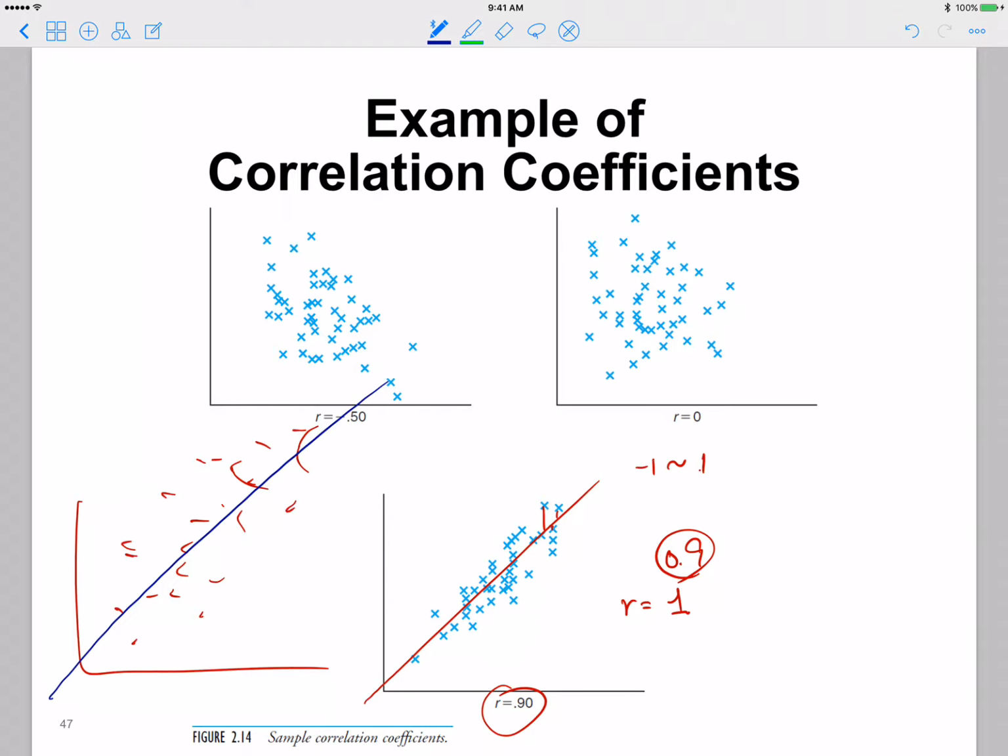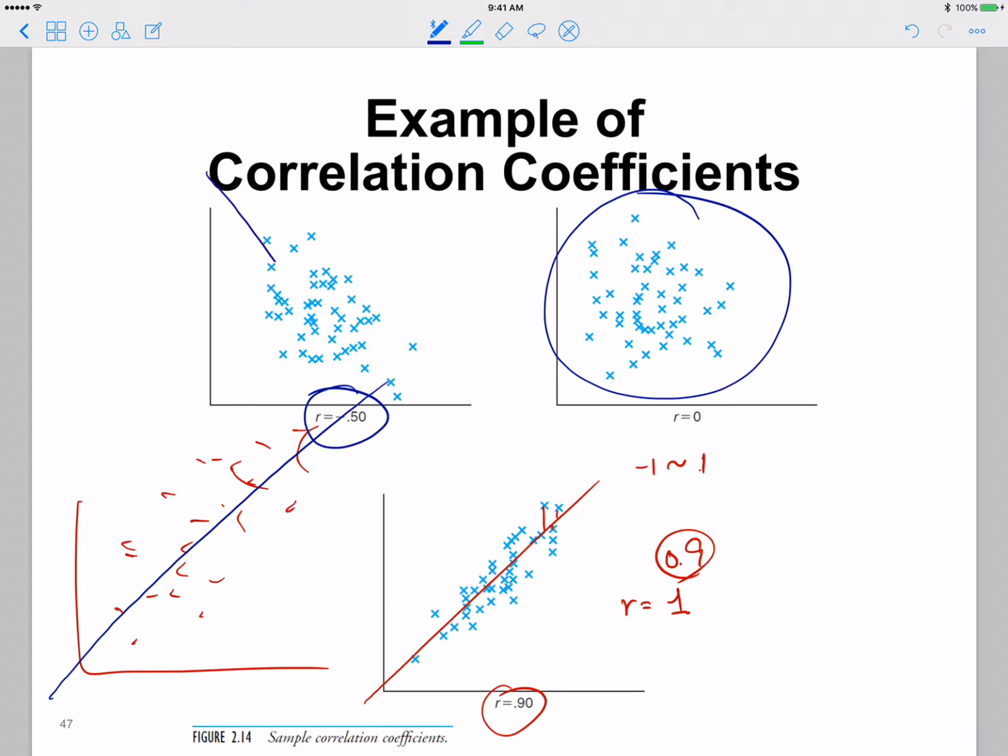Zero correlation coefficient. In that case, they don't have any kind of linear relationship. So in that case, the correlation coefficient will become 0. And then what about this?